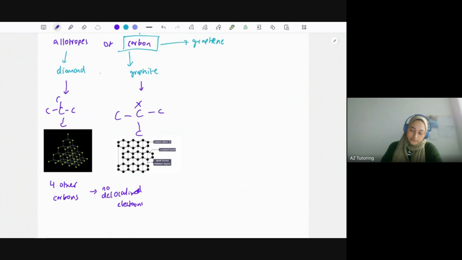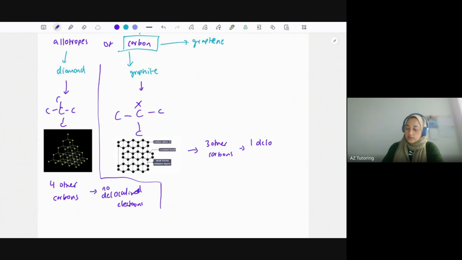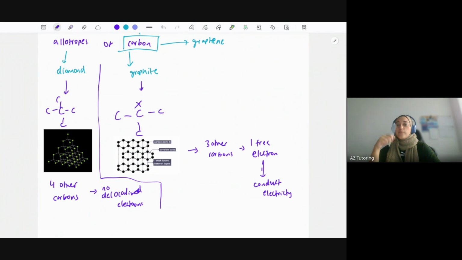So I'll just put it here. Bonded to 3 other carbons, meaning 1 delocalized. I'm just going to write 1 free electron. Now, what that free electron gives to it, I'll come back to graphene, is graphite can conduct electricity because of this. That's the reason why, say, for example, they say don't allow children to stick things inside the sockets in the wall, especially pencils, because pencils conduct electricity because it's made up of graphite.